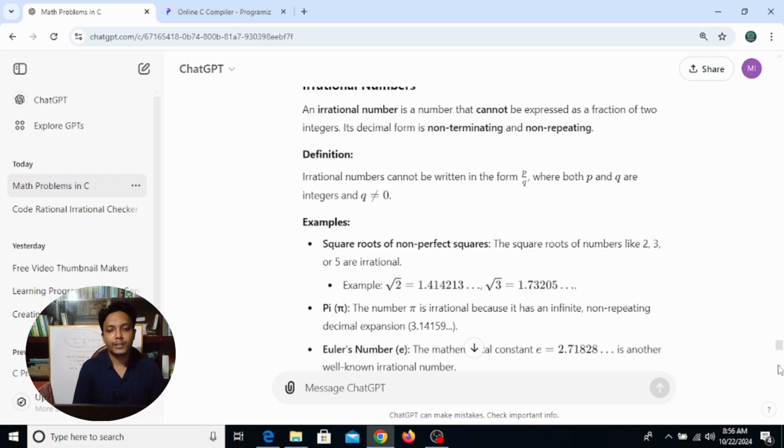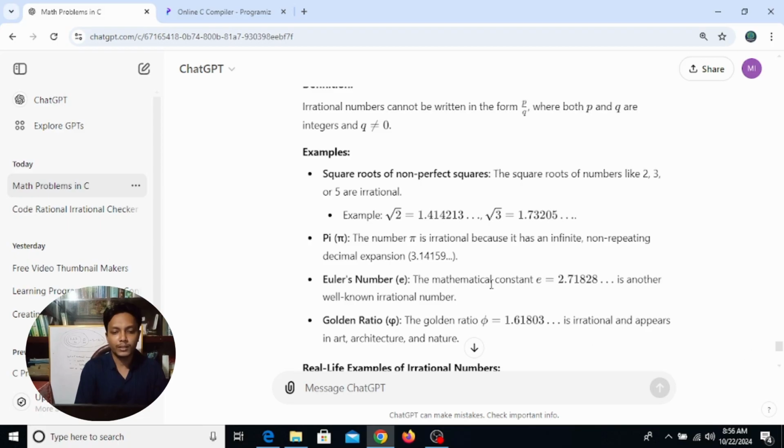Irrational numbers cannot be written in the form p by q where both p and q are integers and q is not equal to 0. Where do you get this kind of thing? Square roots of non-perfect squares. The square roots of numbers like 2, 3 or 5 are irrational. If you take the square root of 2 in your calculator, you will see 1.414213, and this will just go on and on.